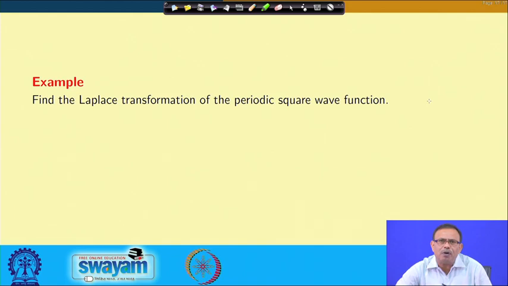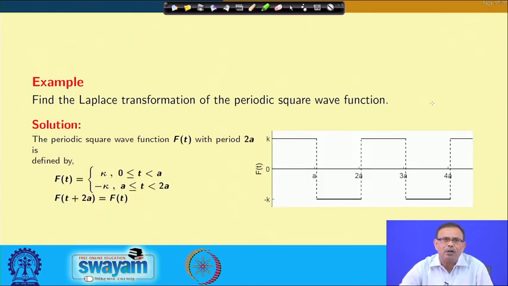Find the Laplace transform of the periodic square wave function. What is the square wave function? Square wave function we define as f t equals k whenever t lies between 0 to a, and it is minus k whenever t lies between a to 2a, and f of t plus 2a equals f t, that is the function is a periodic function with period 2a. Please note this one.